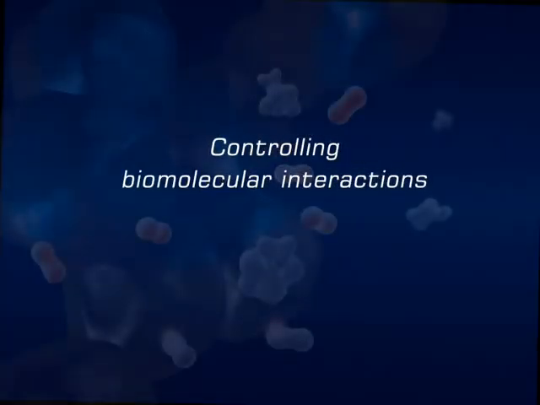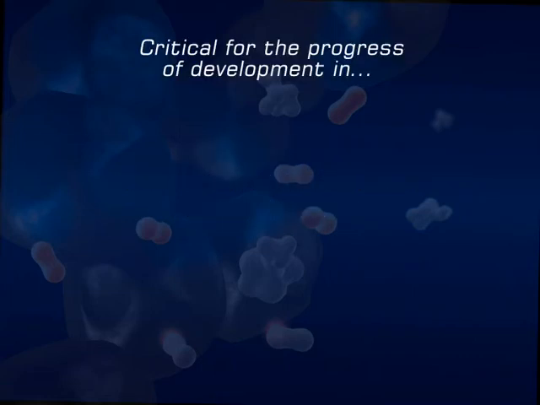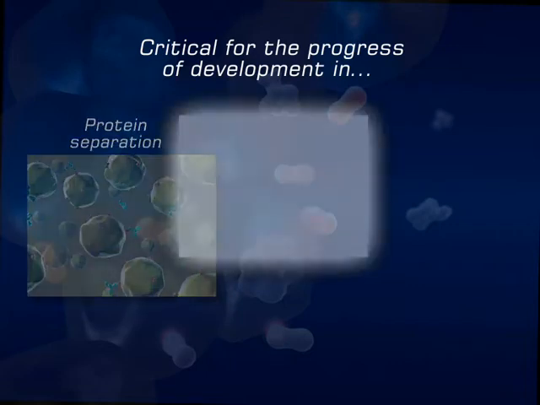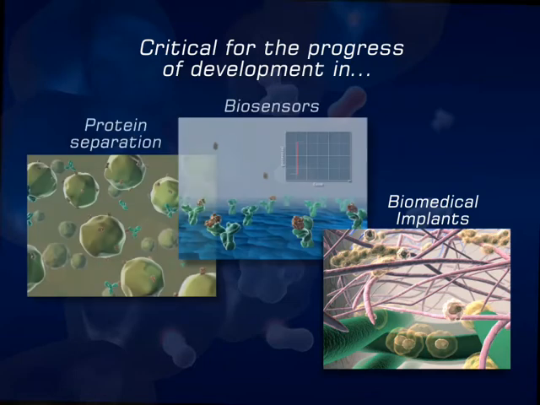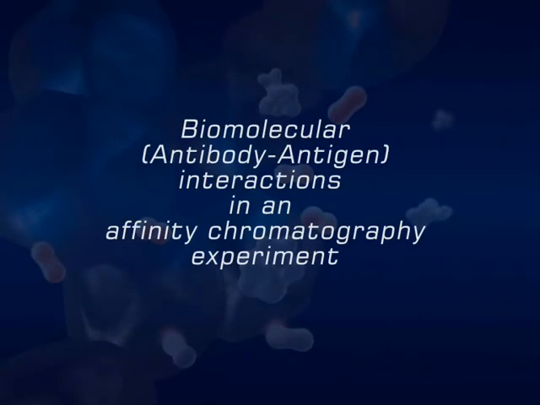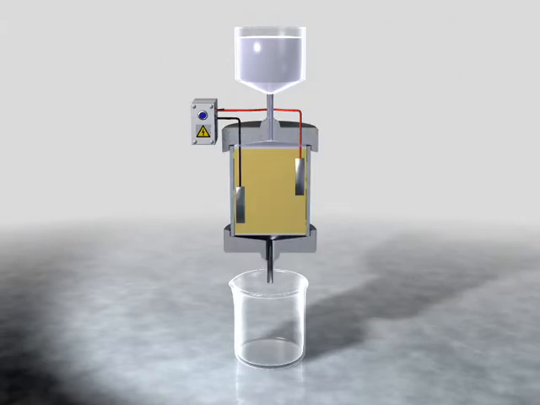The control of biomolecular interactions on electronically conducting surfaces underpins our ability to develop novel platforms for protein separations, biosensors, and biomedical implants. Our foray into this area dates back over 20 years and involved the use of affinity chromatography phases, wherein we use conducting polymer components containing a protein, human serum albumin.